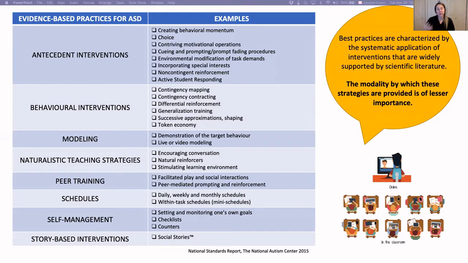But if you're curious to know what they are, then you can definitely go to the National Autism Center's website. The National Standards Report is available as a free download, so you can take a look at it in detail. And what you might be interested to know is that they're coming out with an updated version in early 2021, so you can be on the lookout for that as well.